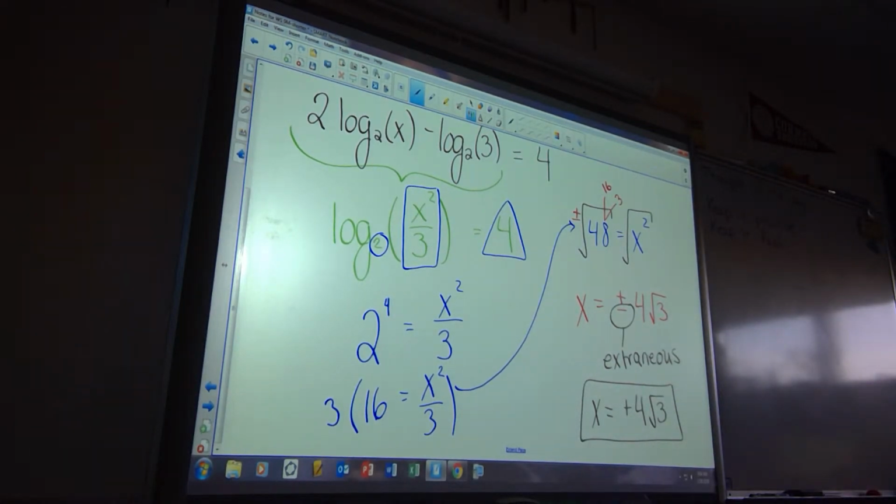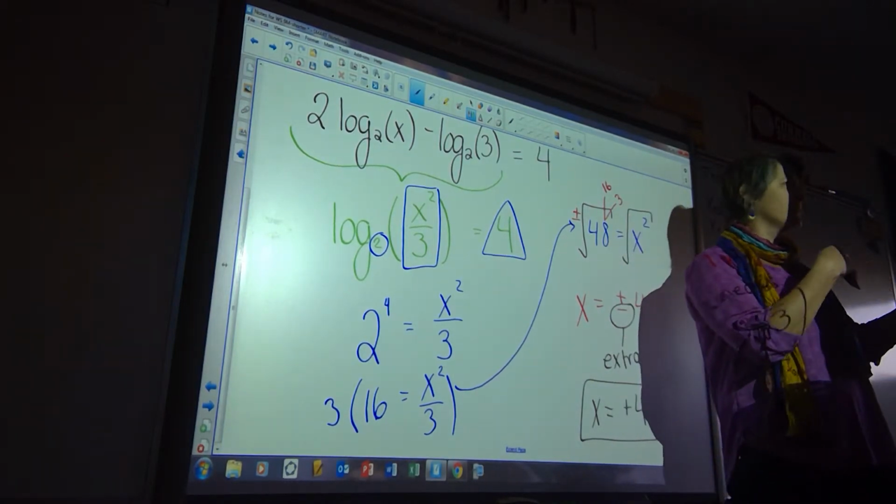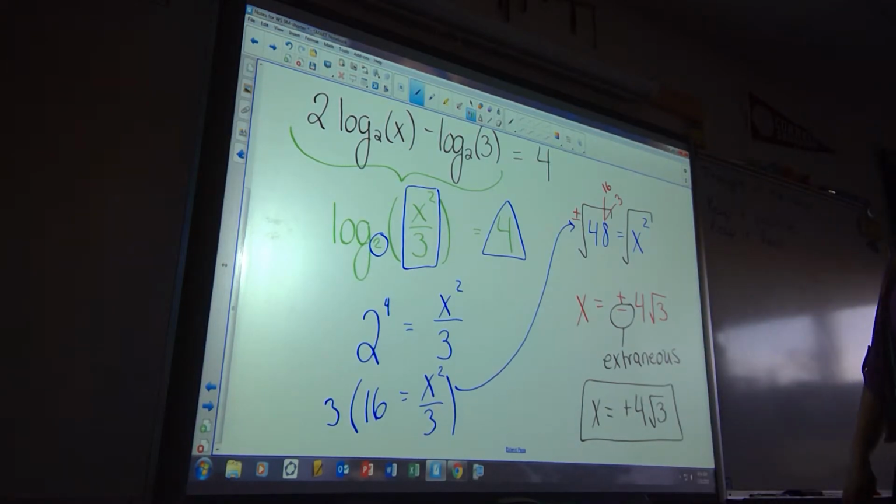So that's what I mean by extraneous solutions will present themselves often because of just some of the mathematical processes that you end up doing.